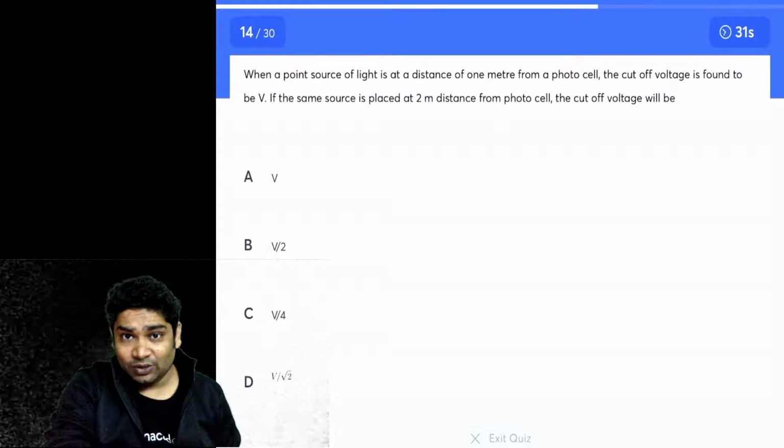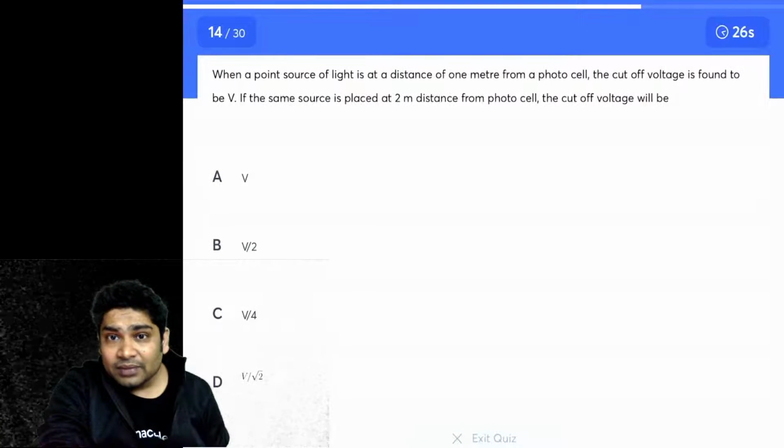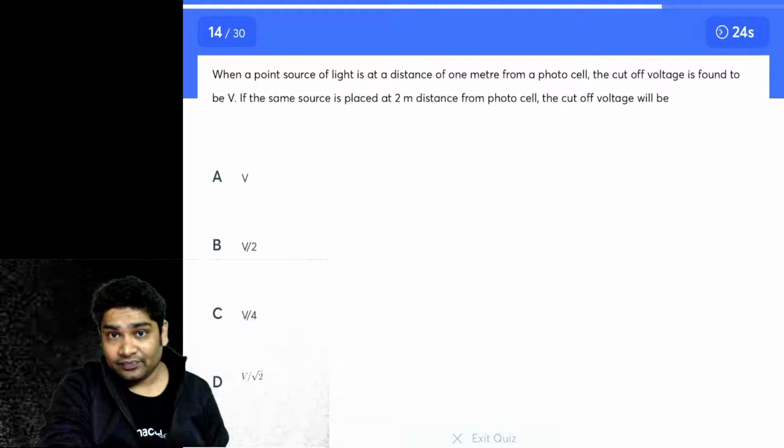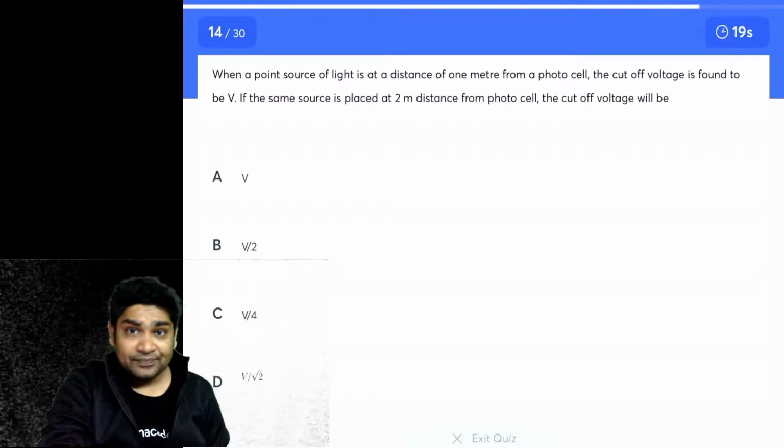This is an easy one only. Very easy one. So let's try and increase the size of this screen, which makes it more visible.